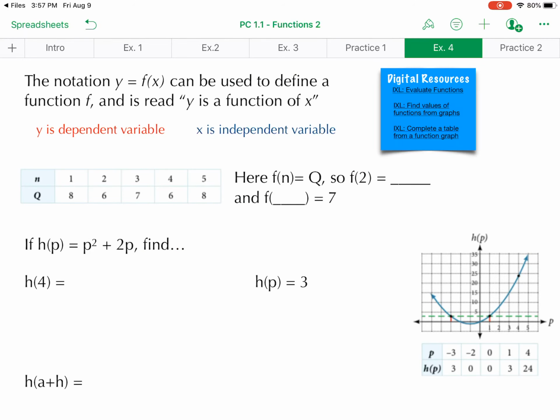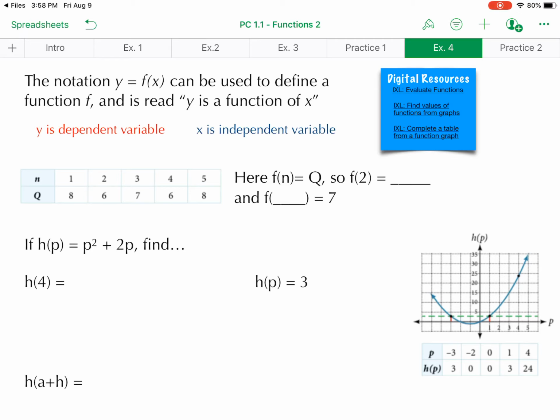All right, moving forward. If you know you are working with a function, we have a special notation to go along with it. The notation y equals f of x, I'm sure you've seen it before. It can be used to define a function f, and it's read as y is a function of x, where y is the dependent variable, x is the independent variable. Now, understand, it's typical to use the letters x and y, but you don't have to.